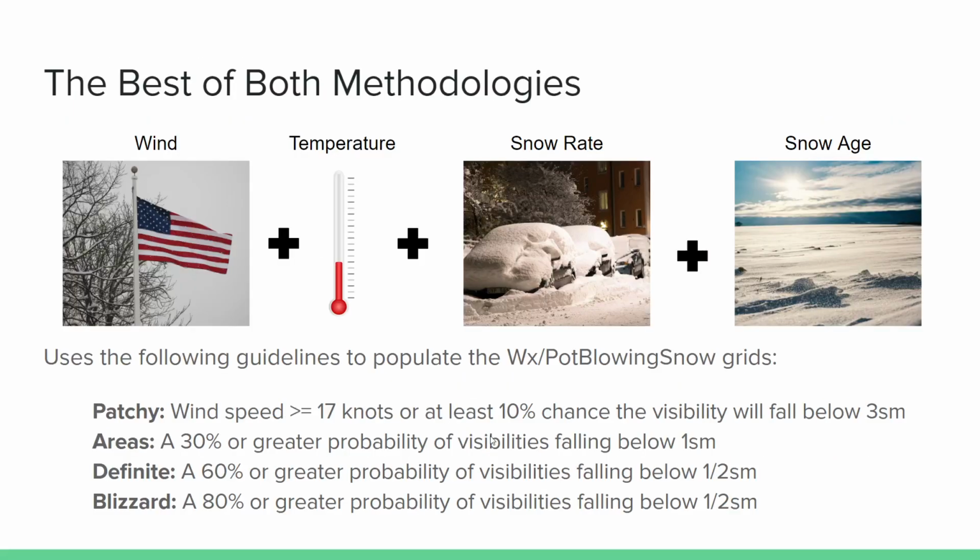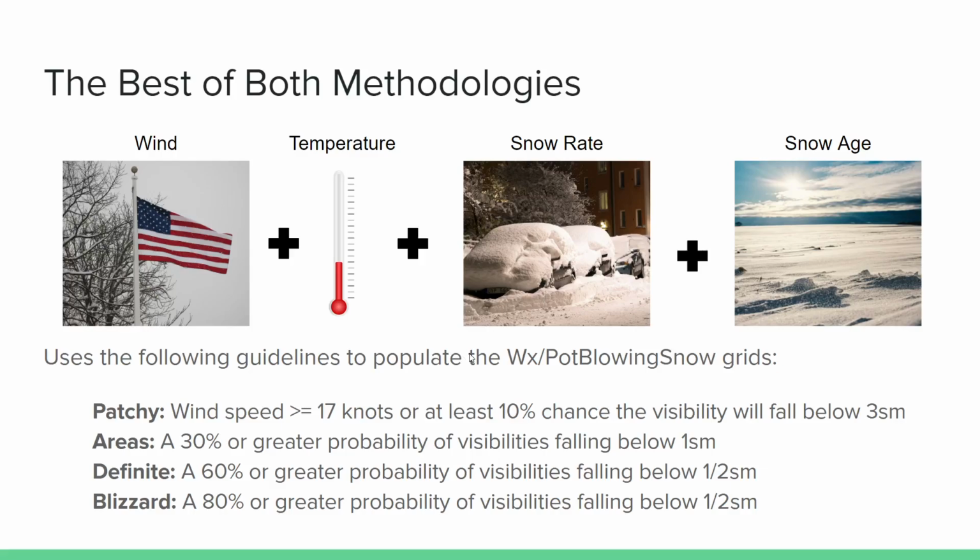So again, this marries up the best of both methodologies using wind, temperature, snow rate, and snow age. And this is what it all comes out to be. Patchy blowing snow is going to come out at wind speeds greater than or equal to 17 knots, or at least a 10% chance of falling below 3 mile visibility from the Bagley method. Areas is a 30% or greater probability of falling below 1 statute mile from the Bagley blowing snow probabilities. Definite is a 60% or greater chance of falling below a half mile, and then blizzard is an 80% or greater probability of falling below a half mile, and you'll get that quarter mile tag in the weather grid as well.